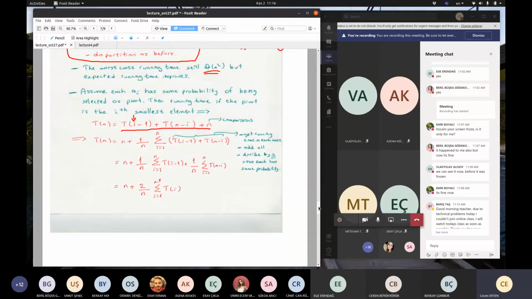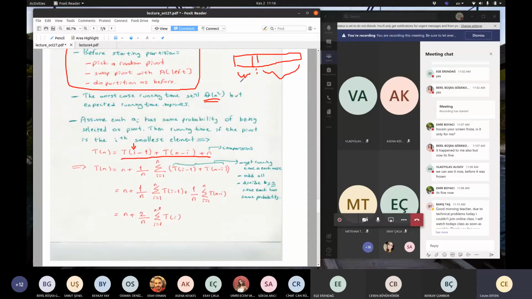Since we have chosen our pivot element randomly, what we can do is write this sum of T of I minus 1 and T of n minus I over all possible values for I. So it could be the case that the pivot element is the smallest element, so that I is equal to 1. Or it could be the case that the pivot element is the second smallest element, so that I is equal to 2. And we can continue in this way. I can be 3, I can be 4, all the way up to n.